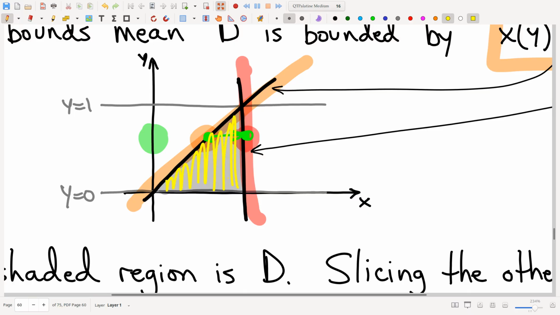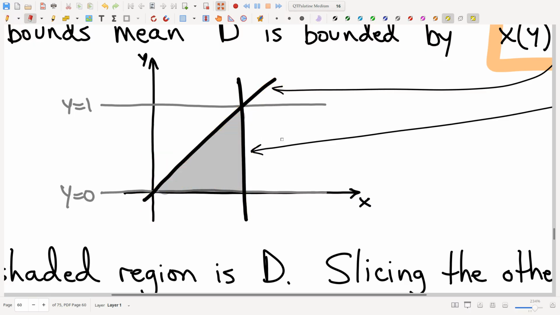Everybody see the process? We're very much just reverse engineering the process of turning a double integral into an iterated integral, just going backwards through that process. Is that cool? Okay, again, why are we doing this? Well, lack of options, right?